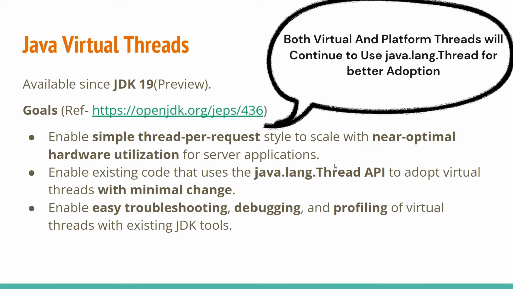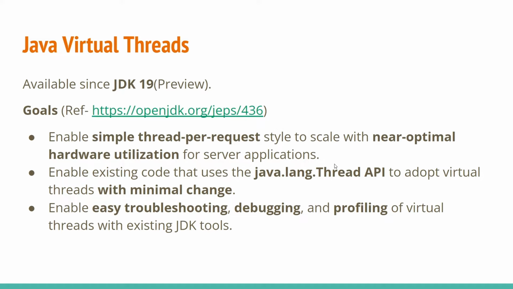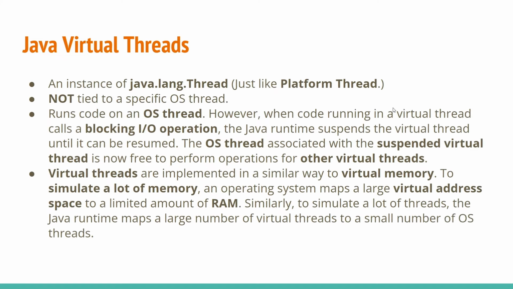To support backward compatibility, Java virtual threads also use the existing java.lang.Thread API, so that adoption of virtual threads might happen with minimal change. One goal is to enable easy troubleshooting, debugging, and profiling of virtual threads with existing JDK tools. Many of us using Stream APIs might have noticed, because of lambdas, that debugging and troubleshooting is sometimes cumbersome. So now let's move ahead.